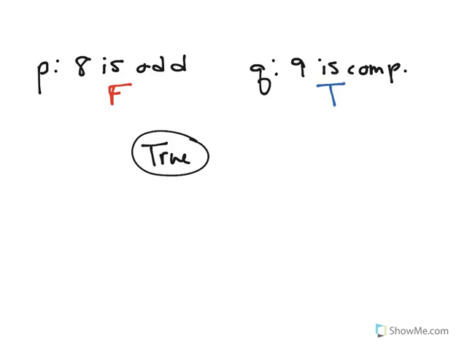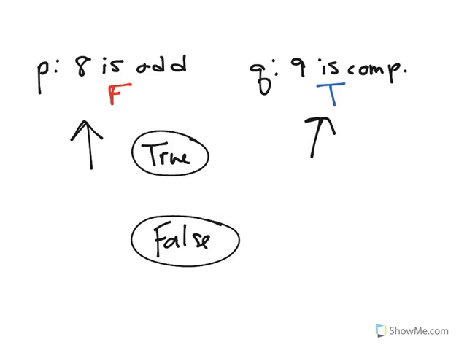Example 4 is using the same information, but this time is what is the truth value of Q then P. So in other words, I start with a true statement and end with a false statement. That would lead to a false conditional statement. So the answer to number 3 is true. The answer to number 4 is false.